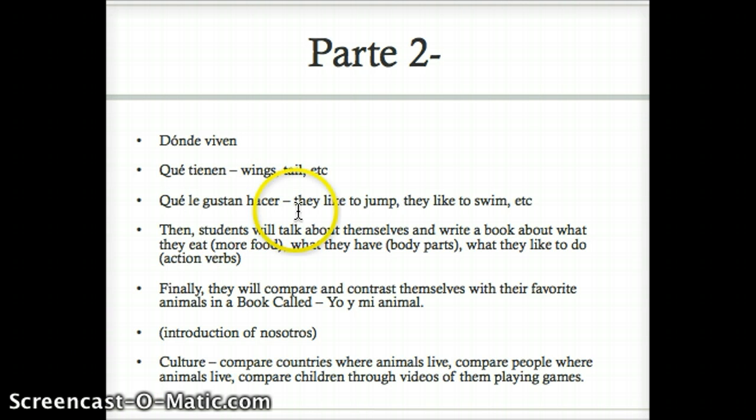So basically, my lesson is a mixture of a lot of different methods, but I do believe first in comprehension, second in communication, and really at this point, I'm not worried about grammar. They are learning by doing, by listening, by singing, and by having fun.